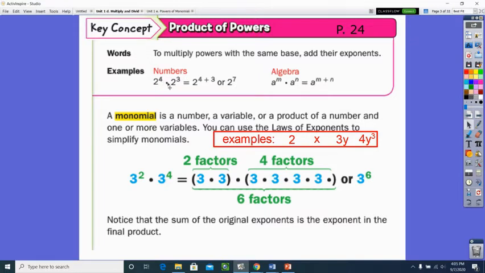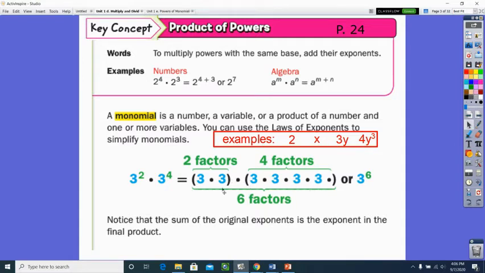So 2 to the 4th times 2 to the 3rd, we're now going to talk about what we do to simplify that. So if you notice, we're going to jump down here and we'll come right back up to the rule. You see 3 to the 2nd, which do you agree is 3 times 3? It's 2 factors of the base, which is 3, times 4 factors of the base, which is 3. So right here is 3 to the 2nd, and right here is 3 to the 4th.